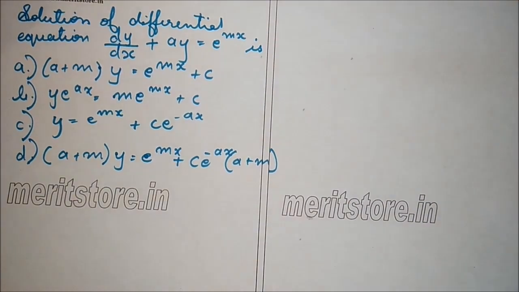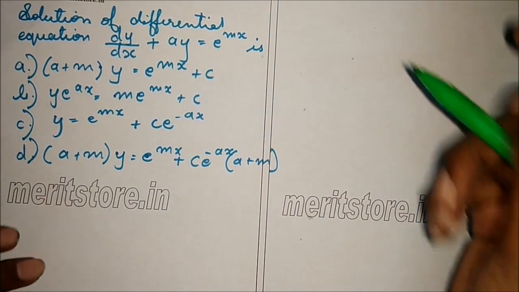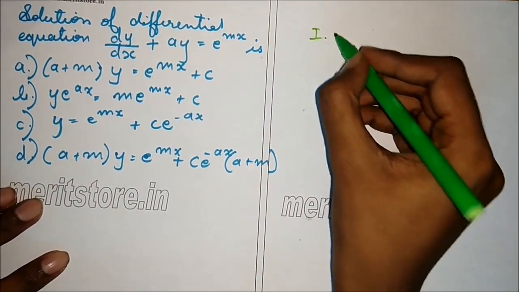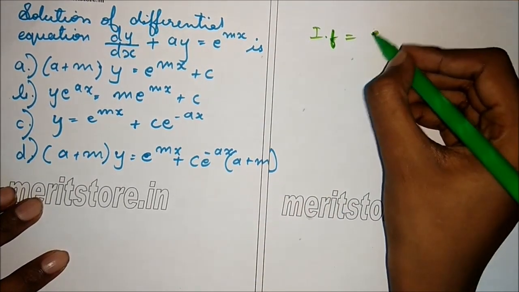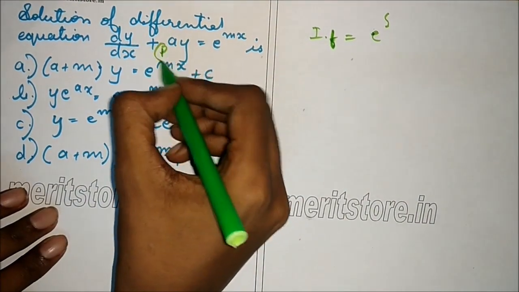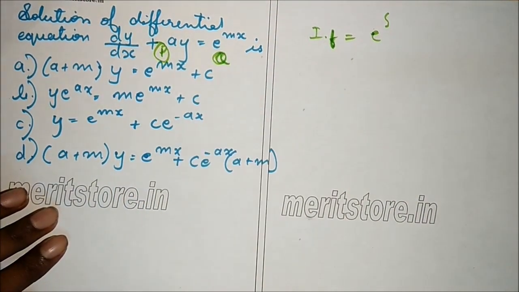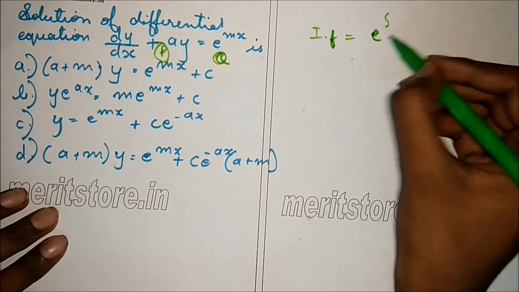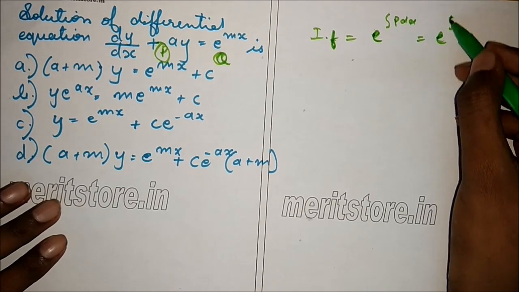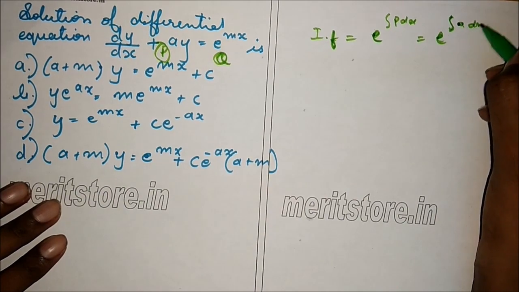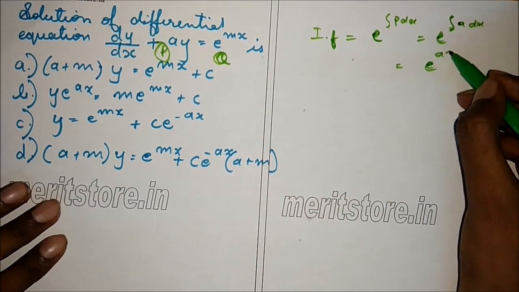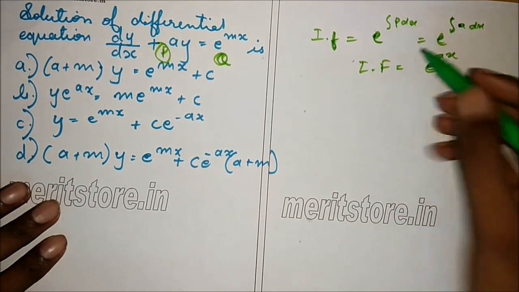Solution of the differential equation dy by dx plus ay equals e raised to mx is. We'll be solving this using the integrating factor method. This is in the form dy by dx plus py equals q, and the integrating factor is e raised to integral p dx. So the integrating factor is e raised to integration of a dx. Integration of a is ax, so the integrating factor is e raised to ax.